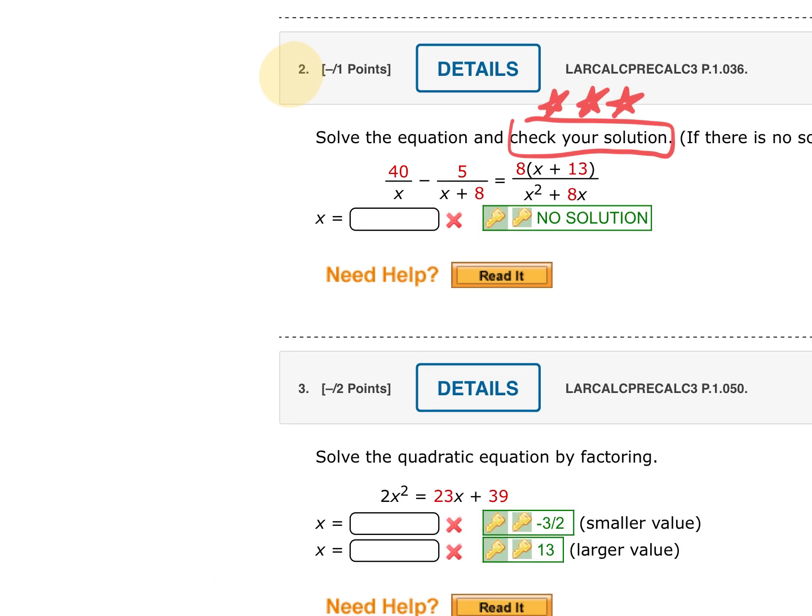Here, x cannot be what two numbers? 0 and what else? -8. So right off the bat, we know that 0 cannot be an answer, -8 cannot be an answer. If this was an inequality and our answer was in interval notation, we'd have to make sure that our interval notation does not include 0 and it does not include -8.